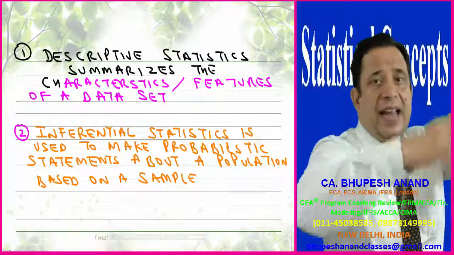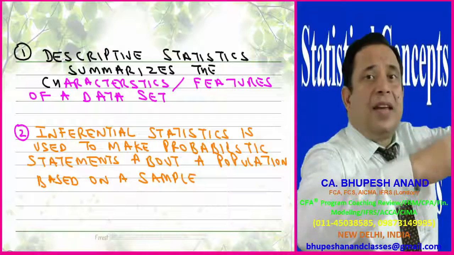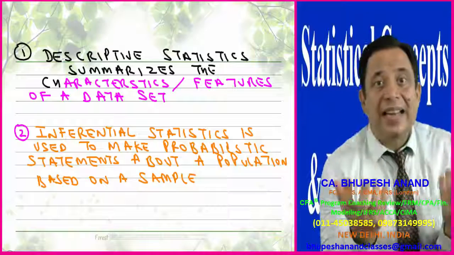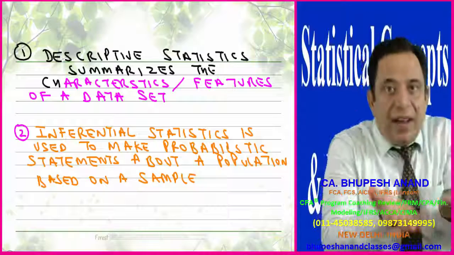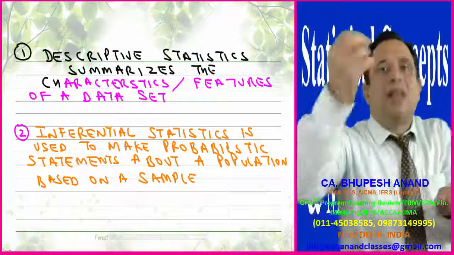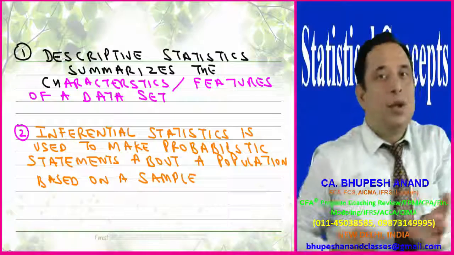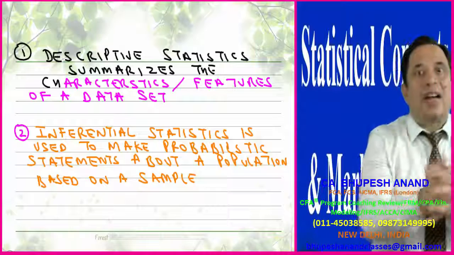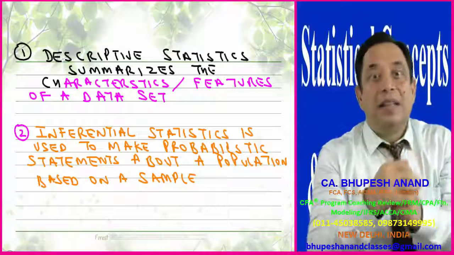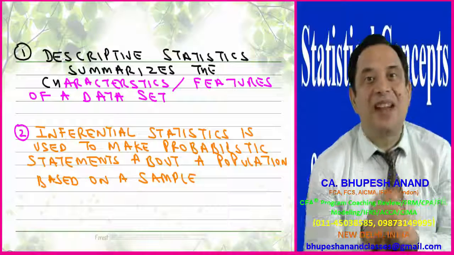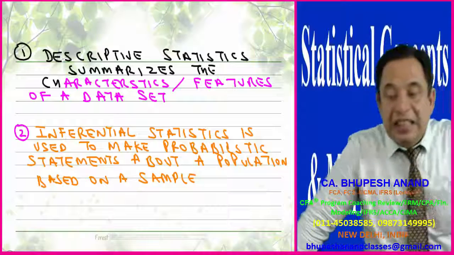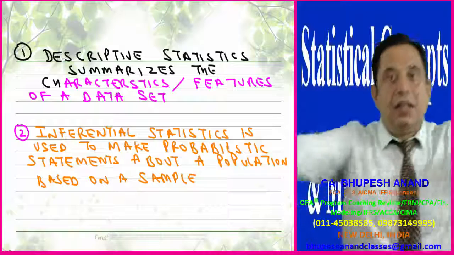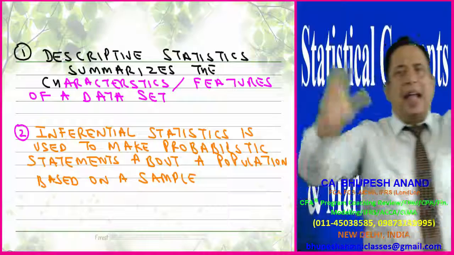In that case, I can calculate the timing given by all these 20 students. I can total them and divide by 20. I can get an idea that this batch is giving 2 hours a day or 3 hours a day as self-study. So I am summarizing this whole data into a number, and that is named descriptive statistics. Please write as the first point: descriptive statistics summarizes the features of a data set. The data set which is given to me, and I am summarizing it.